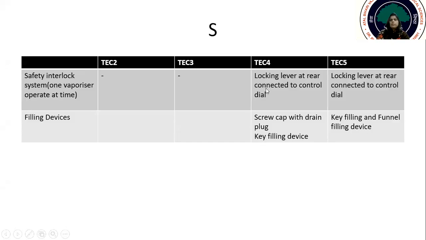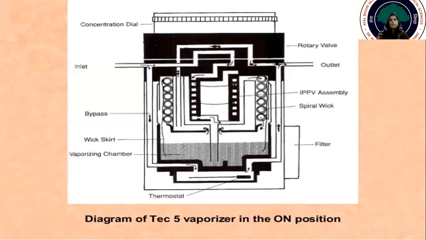From Tech 5 onwards, a locking lever at the rear end was connected to the control dial. This was the new thing which was added from Tech 4 onward. And filling devices were all funnel fill initially. From Tech 4, the key filling device came into the picture, and further changes were done in filling devices. We'll discuss later on. Now you can see the cut section of the Tech 5 vaporizer.